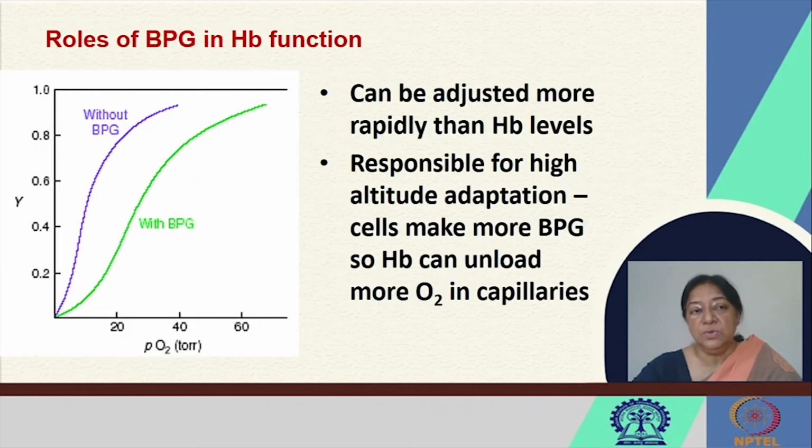But there is another use for BPG, because it can be adjusted more rapidly than hemoglobin levels. This is responsible for high altitude adaptation. At that point in time, when BPG is synthesized to a greater degree in the body, the cells make more BPG. So what happens is BPG binds to the deoxyhemoglobin, and thus the hemoglobin with bound oxygen can unload more of the oxygen available to it.